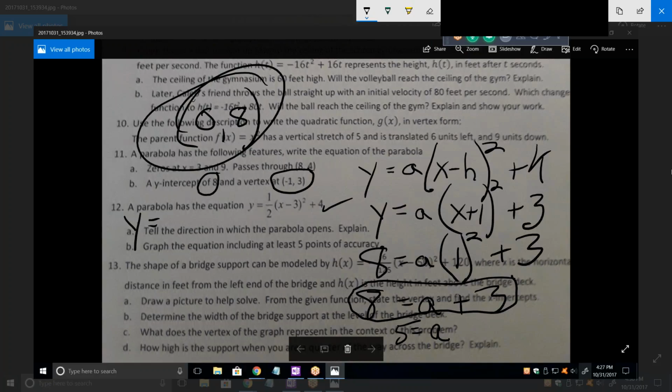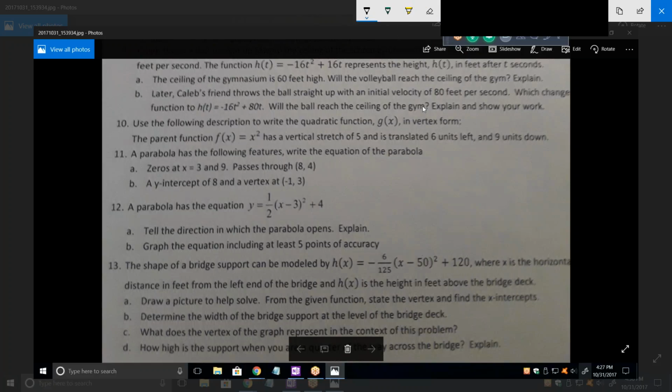So y equals 5(x + 1) squared plus 3. Okay. So that's the third problem now, where we were able to figure out everything except a by just starting it off in a normal fashion. And then you figure out a by finding another point.